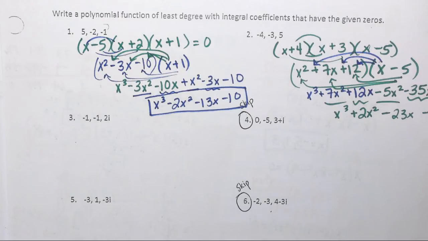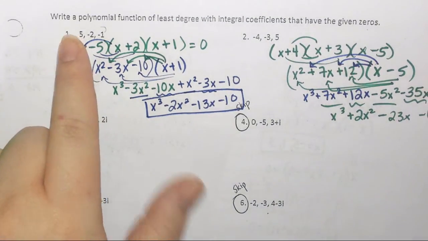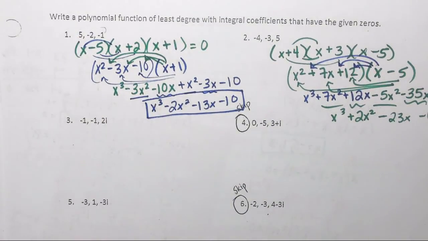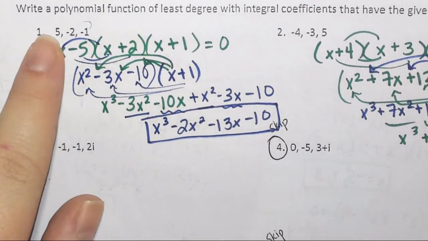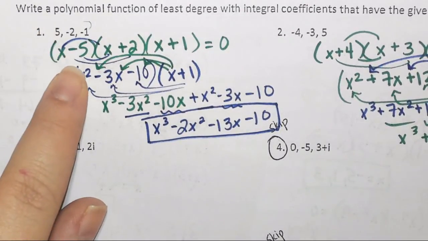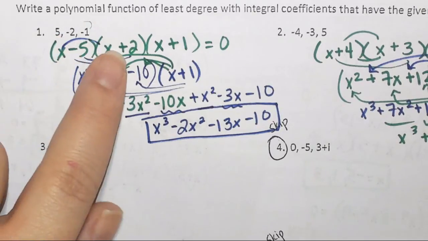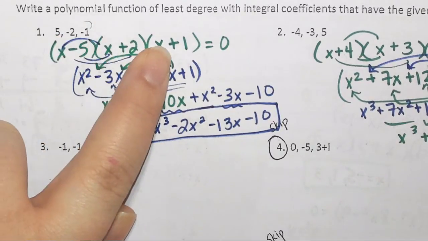However, what we learned yesterday was the coolest thing yet. If you go backwards, if you're given the zeros and you find the function, it's lickety-split. If you're given the zeros, you know it's the opposite sign. So instead of 5, we did x minus 5. Instead of negative 2, we did x plus 2. Instead of minus 1, we did x plus 1.